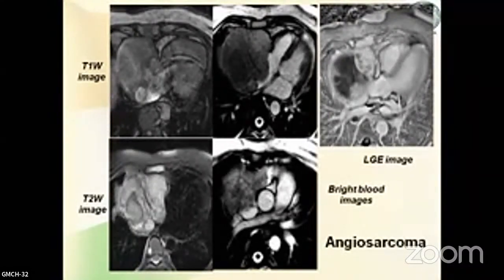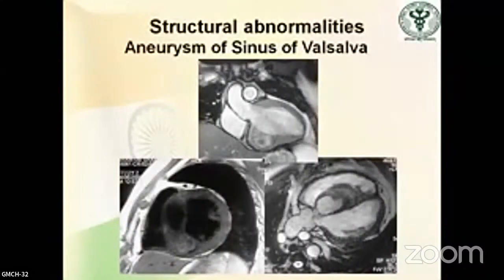So here is another young person. What do you see here? You see a big mass which is coming out of the right atrium, invading the heart, with extensive enhancement. So remember, a young person, a rapidly increasing mass, a lot of necrosis, a lot of contrast enhancement: angiosarcoma. This is pathognomonic. What I am trying to tell you is you need to create your own algorithm using these abnormalities.